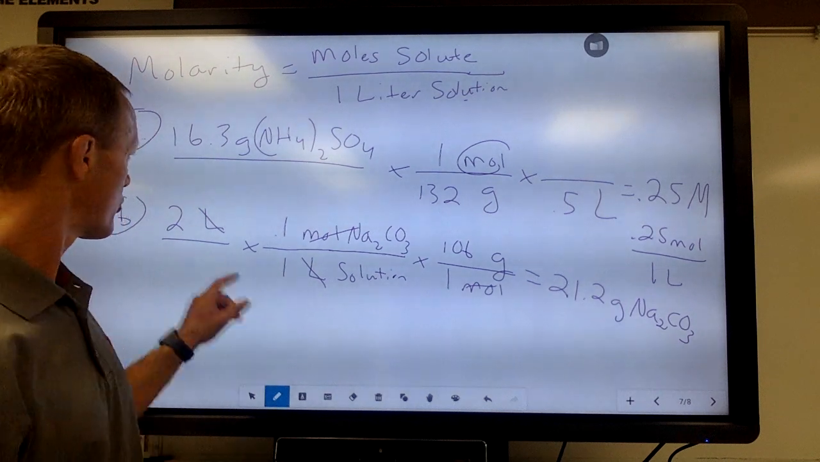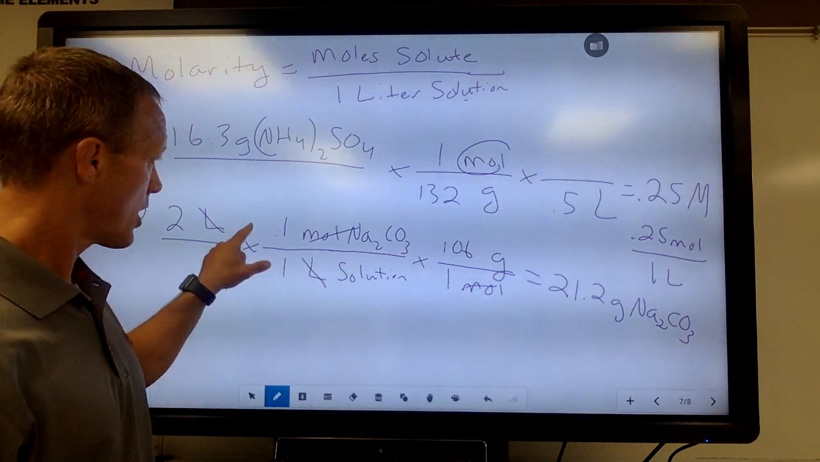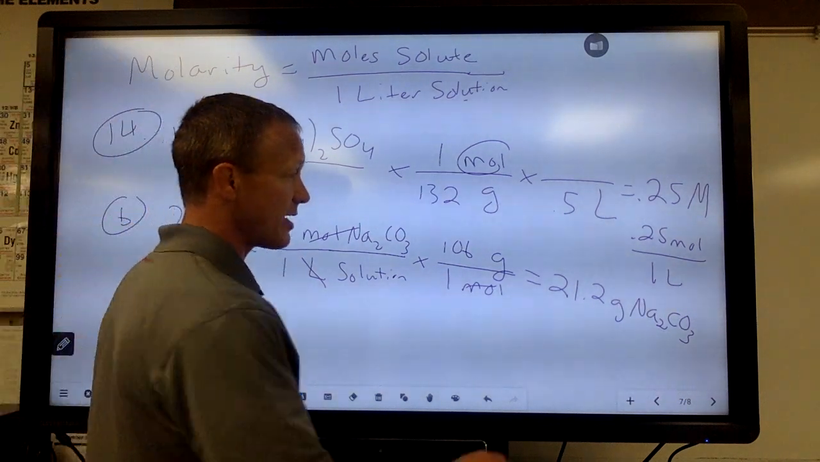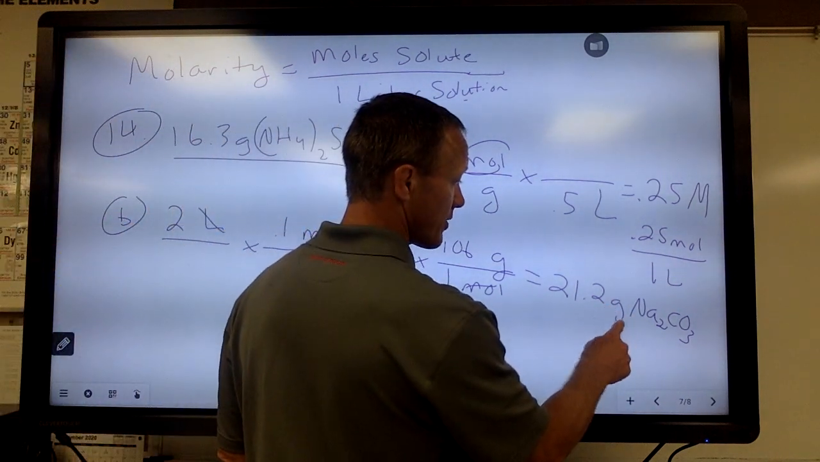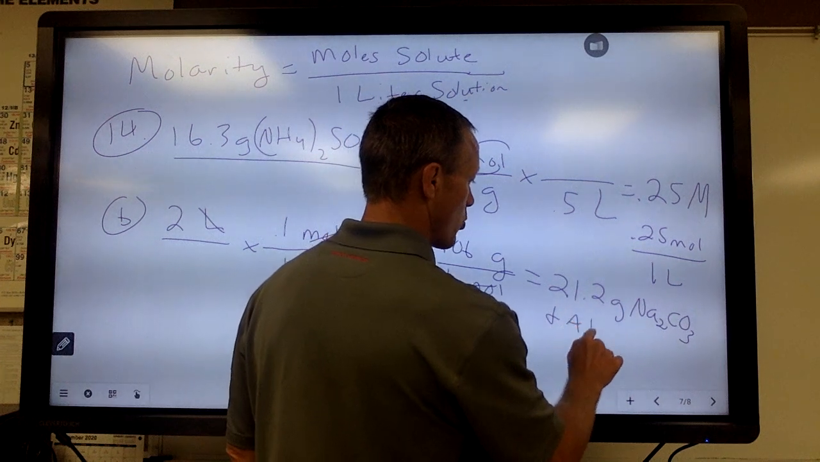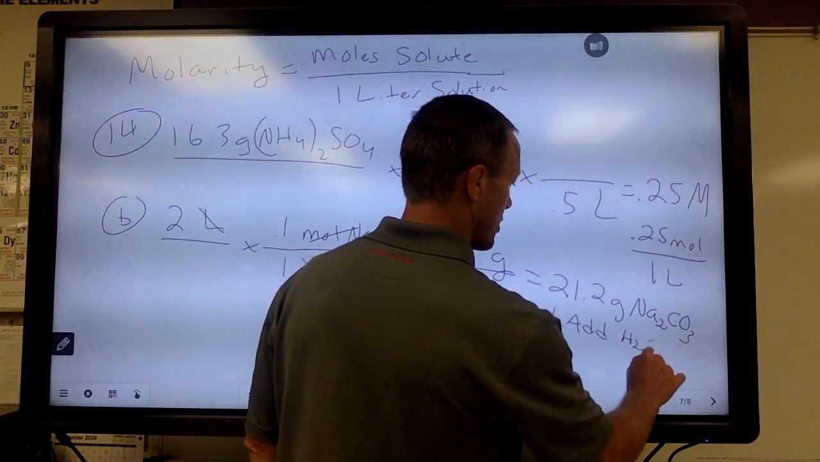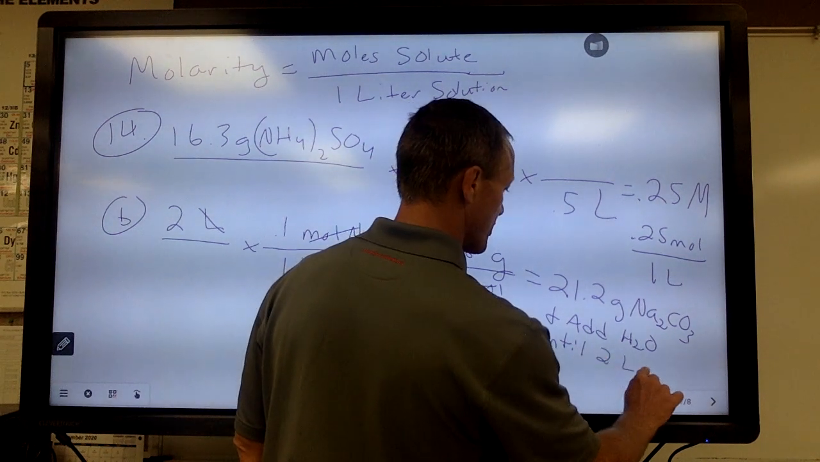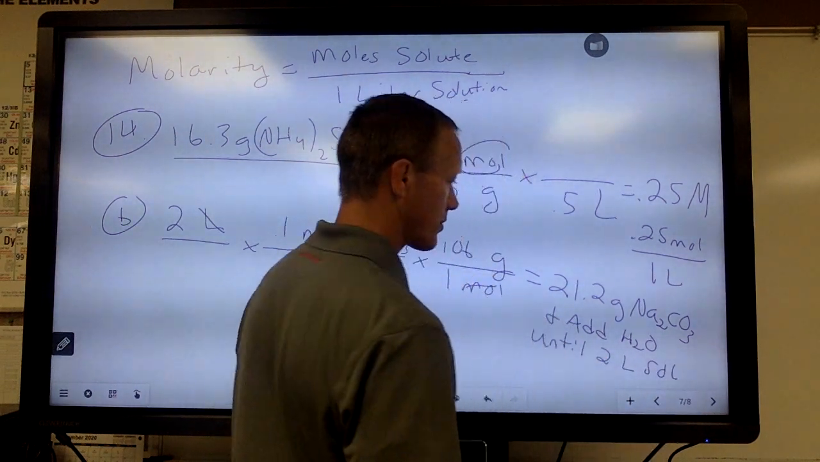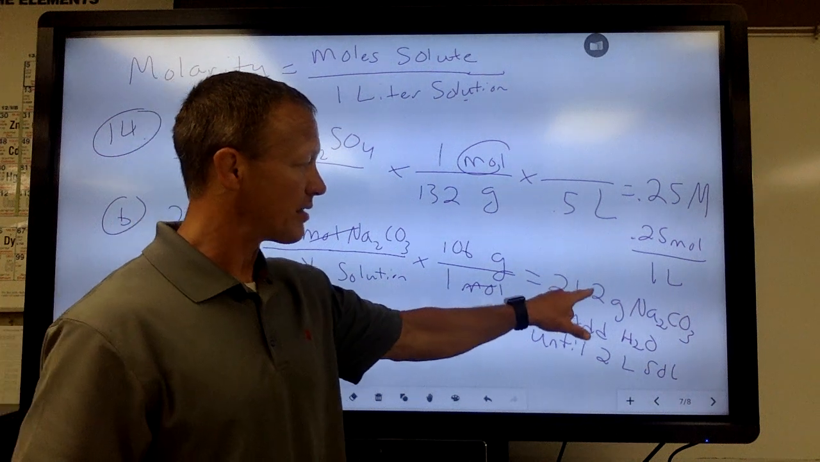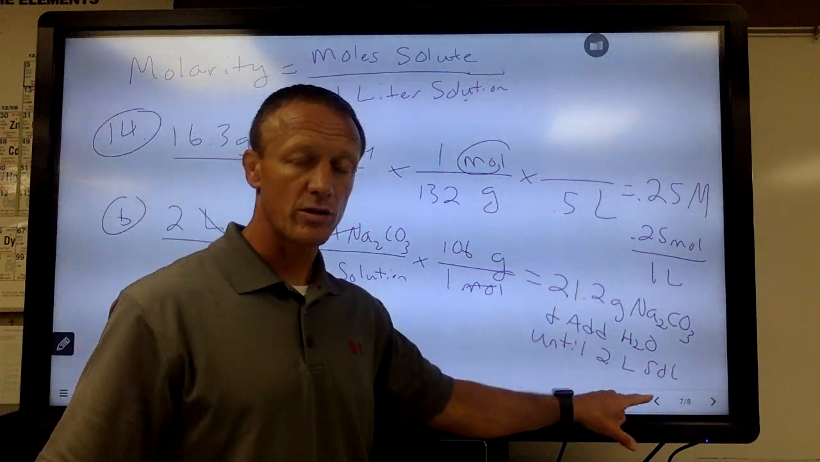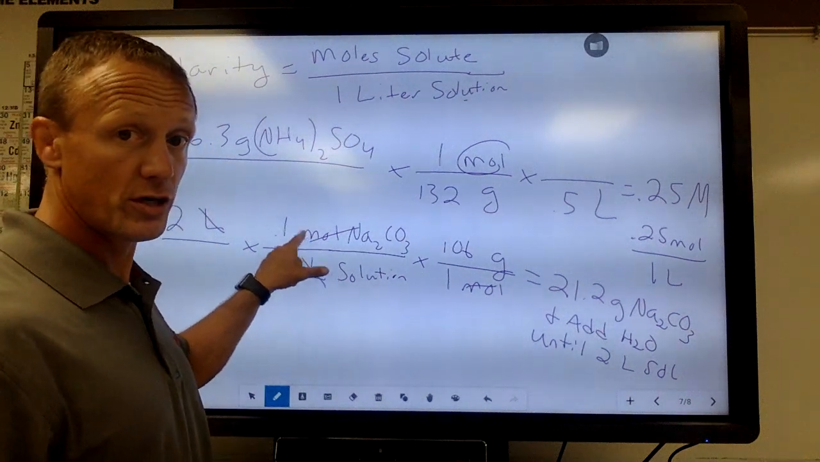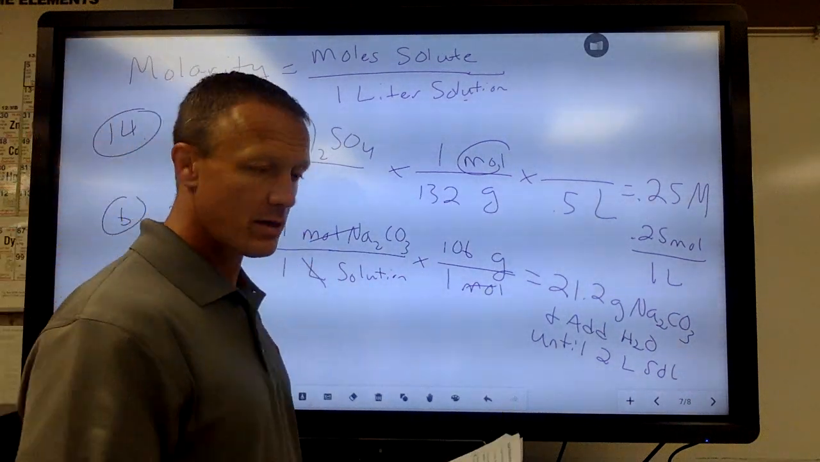So if I want to make 2 liters of a 0.1 molar concentrated solution, that's not very concentrated, I would need to take 21.2 grams of this and add water until we have 2 liters of solution. So I take that many grams, add water until I'm at 2 liters of solution in a volumetric flask, and I'd have a 0.1 molar solution. There'd be 2 liters of it.